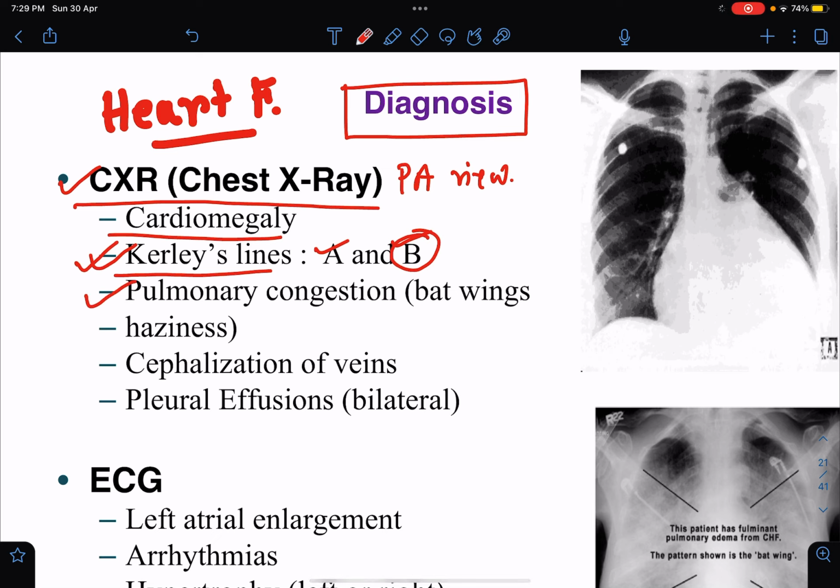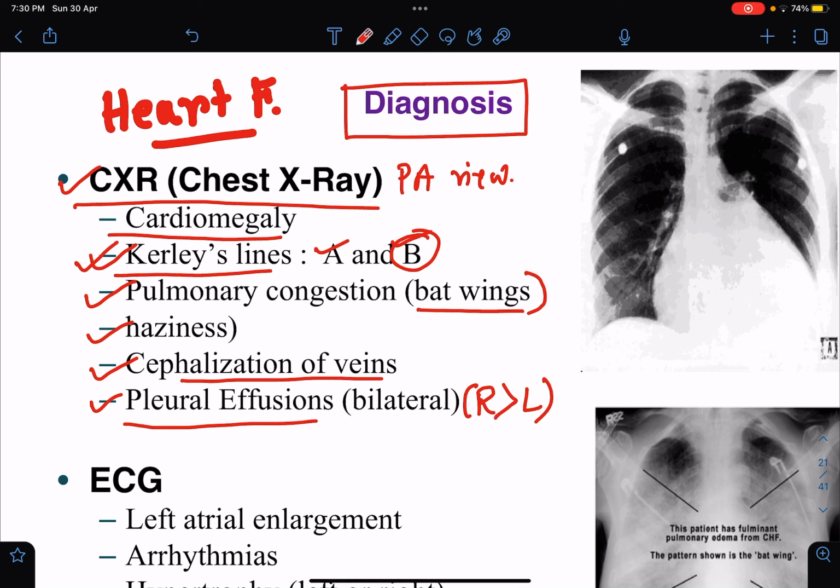Pulmonary congestion. There will be pulmonary congestion due to left heart failure. Bat wing appearance will be there, haziness. Cephalization of veins, that means prominence of the upper lobe veins, will be there in the lungs. And pleural effusion, I have already mentioned, there will be bilateral pleural effusion where right sided effusion will be more than the left sided effusion. So these are the radiological findings from chest x-ray.